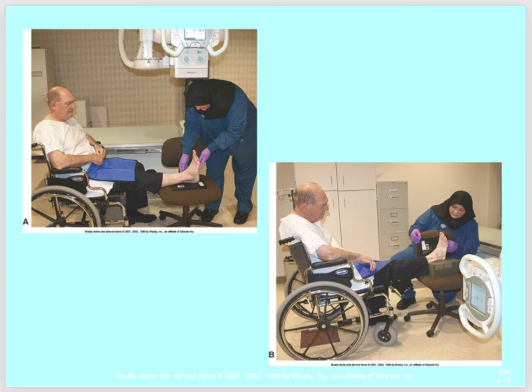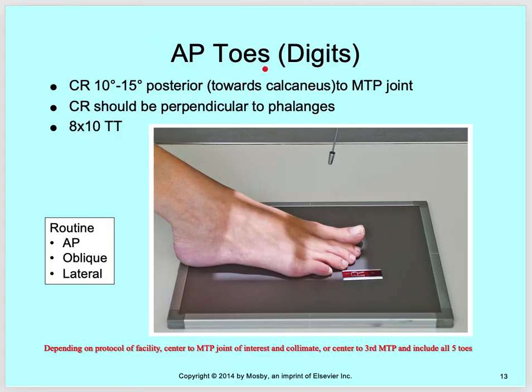Whatever's easy for them and for yourself. So we're going to start with AP toes, so the digits of the toes. So central ray is 10 to 15 degrees posterior. So anterior and then posterior. So we're not talking caudad or cephalad. So anterior, posterior. So 10 to 15 degrees toward the calcaneus. So your calcaneus, and it's to the MTP joint. So the metatarsophalangeal joint.